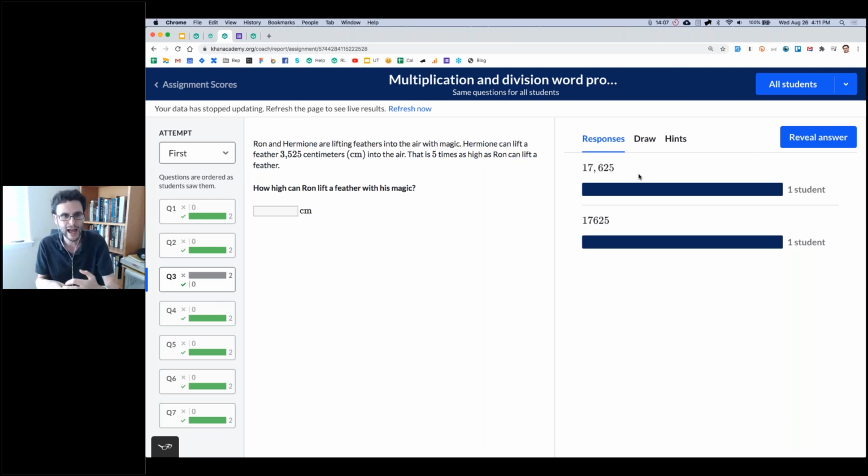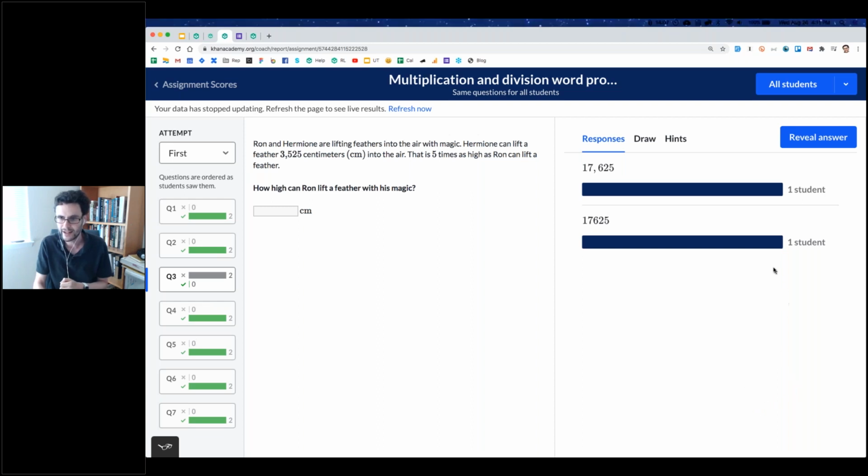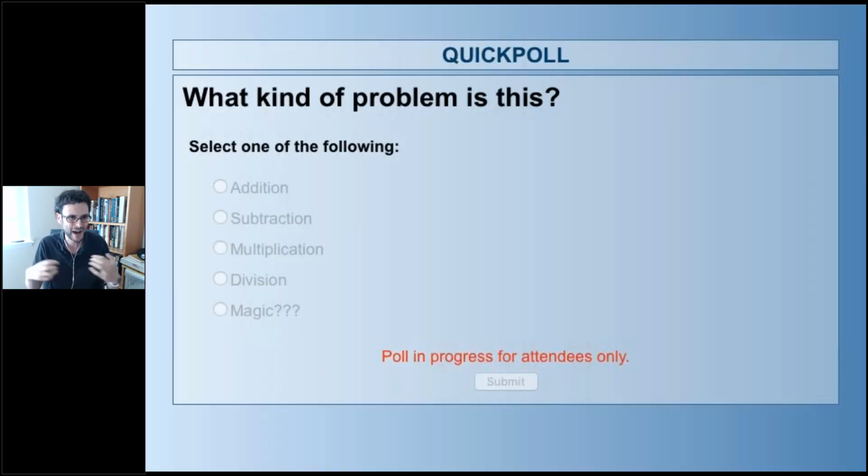Now, to really break this down, I want to do this first one as a class. So I want to ask you an initial question. You're going to see this on your screen in a second, which is, before we even get into the mechanics of it, what kind of problem is this? Is this addition, subtraction, multiplication, division? Is it some kind of Hogwartian magic problem? Let me know what you think. I just want to get a sense of where everyone's heads are at before we dive a little further.